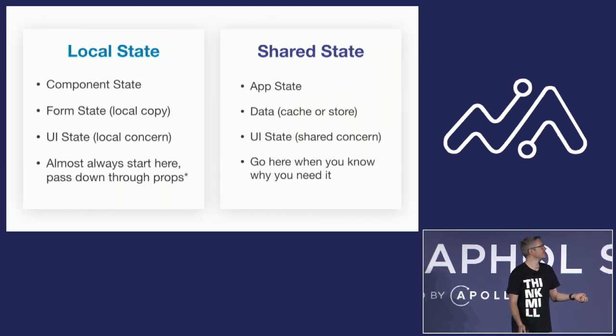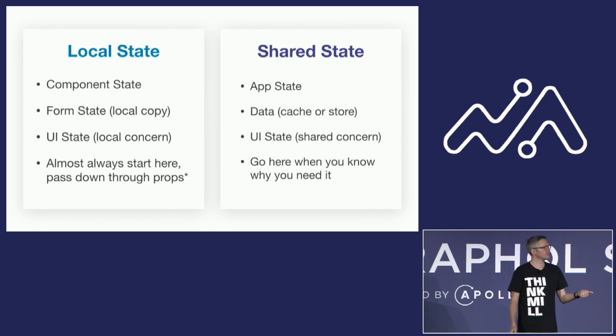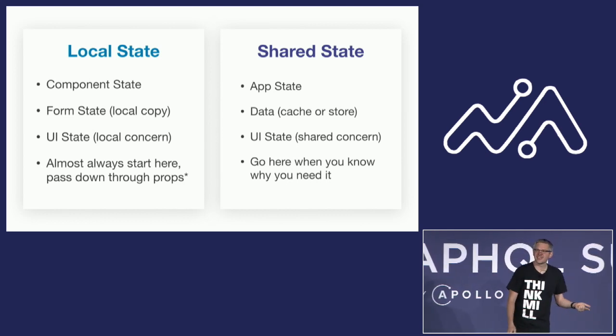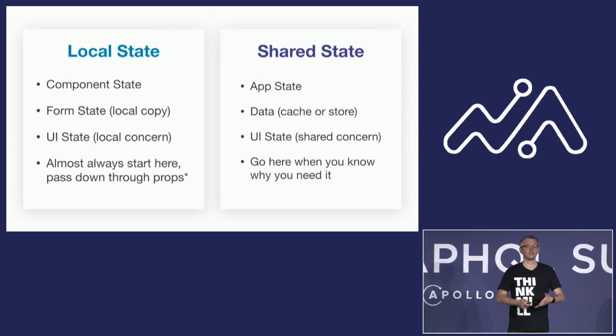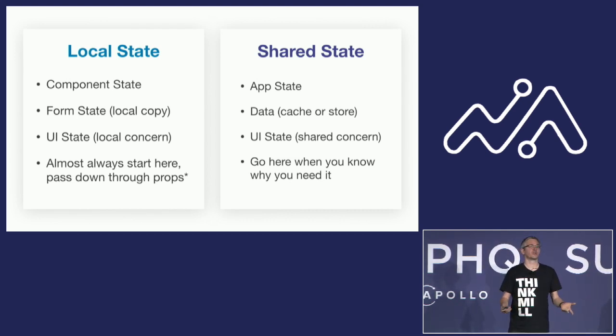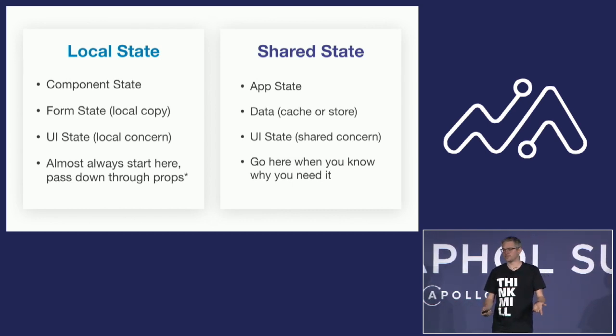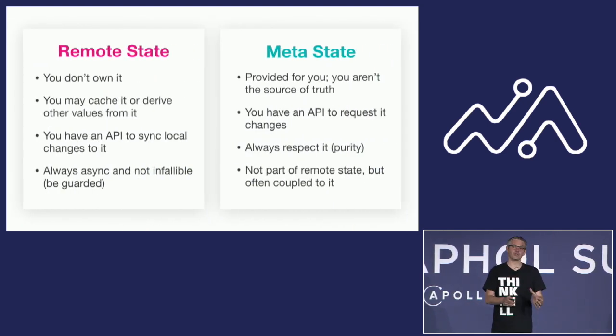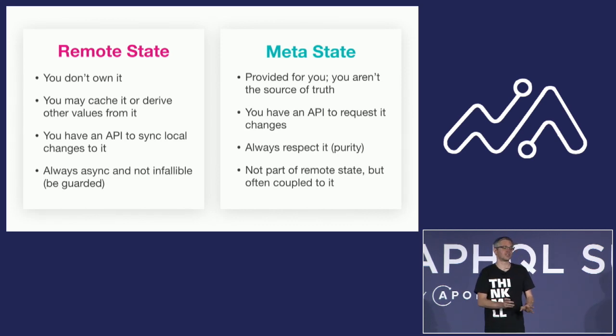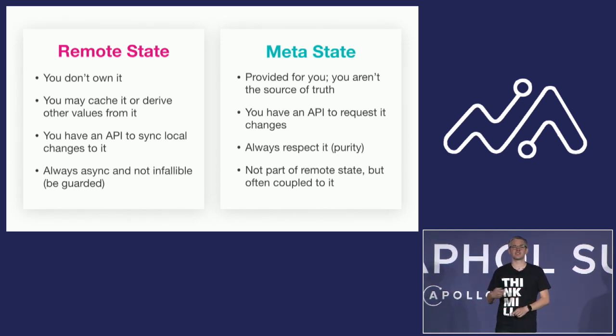Quick recap on those rules. Local state is for, well, little things. But start here, because you'd be surprised how much you can get away with. Whereas shared state is for when that needs to be shared between two or more components that should have no knowledge of each other. And then remote state, you don't own, but you can sort of own it. You can play with it, and it's always async. And then meta state is the state that's produced by running side effects in your application.